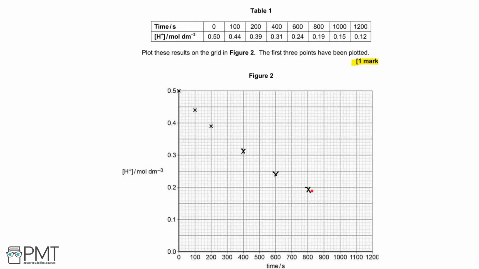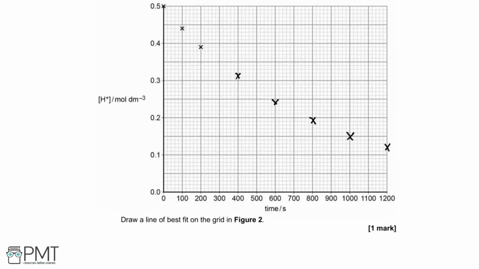Then our fourth point is 1000 and 0.15, so 1000 is here, and 0.15 is this line here, so there is our next point. And our final point is 1200 and 0.12, so 1200 is the end here, and then 0.12 is 1, 2 up from our 0.1 line there. So those are the 5 points we need to plot on the graph. Now that we've plotted all 5 correctly, that's all we need for the 1 mark.